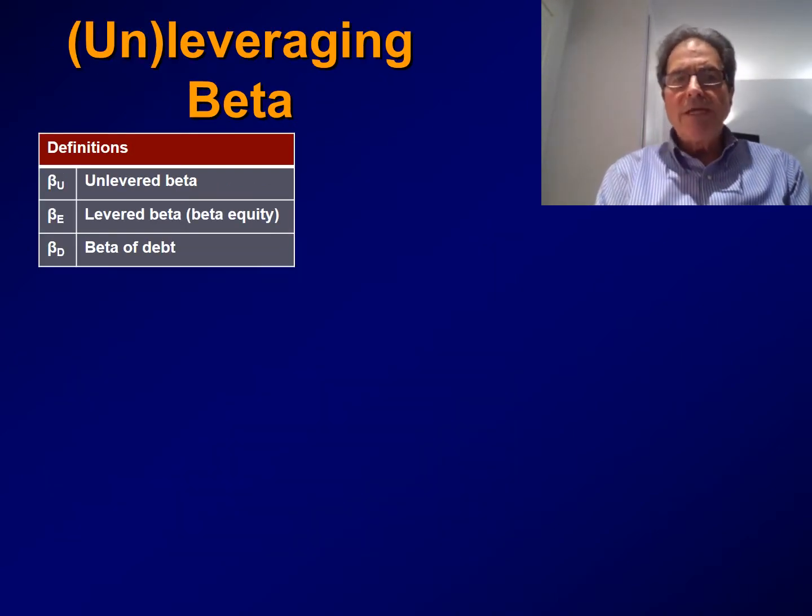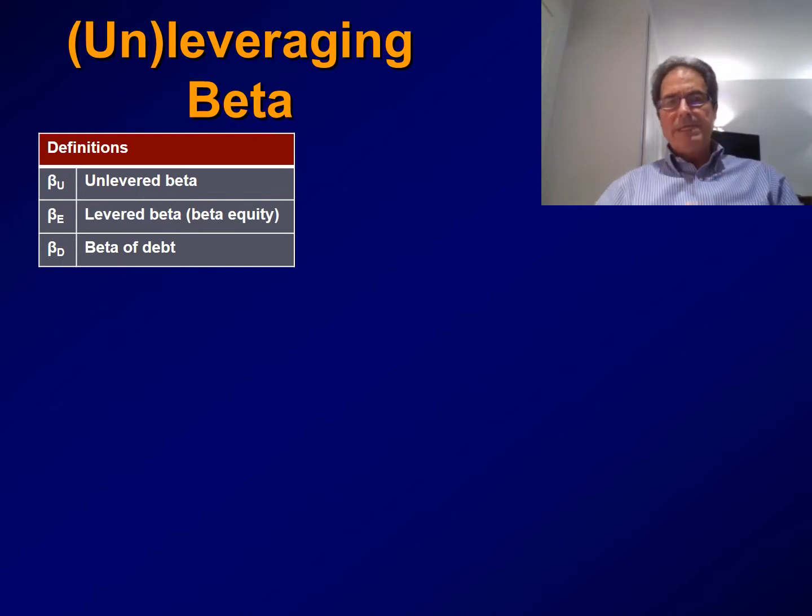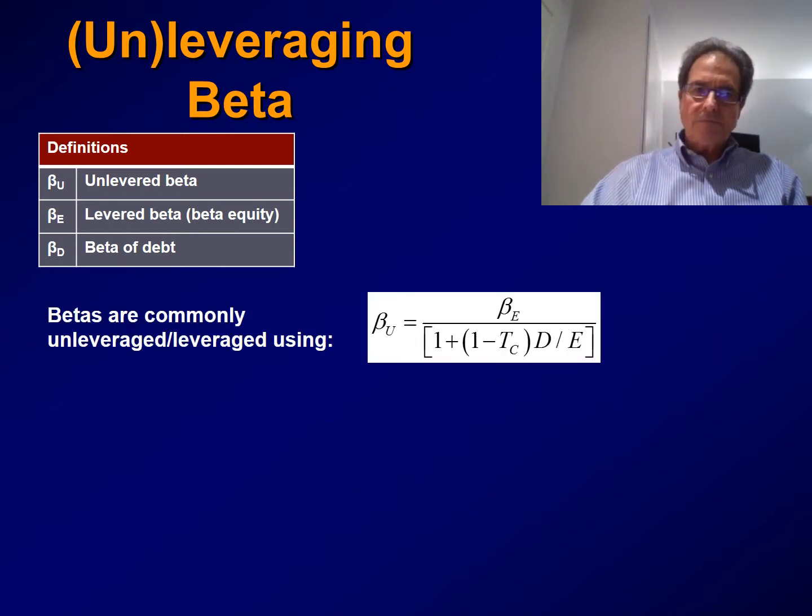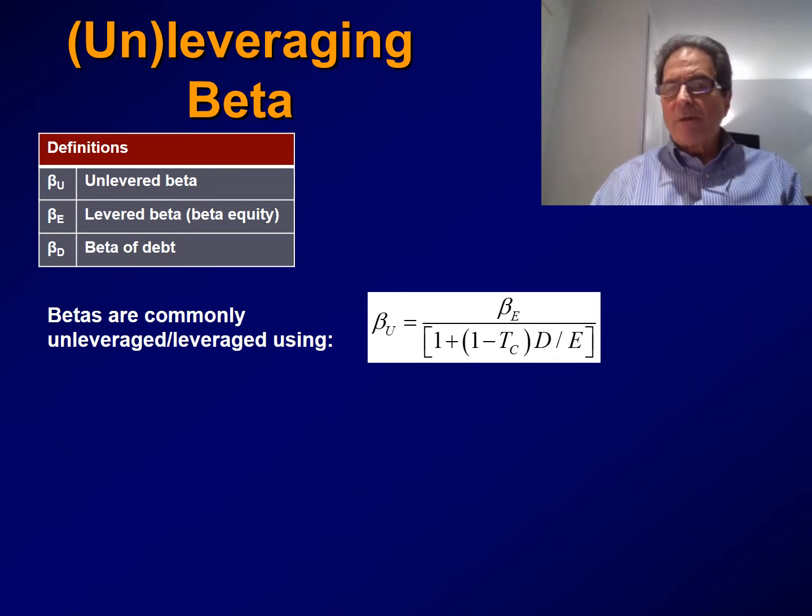Say that we call BU the unlevered beta, BE the levered beta, meaning the beta of the equity, and BD, beta D, the beta of the debt. The formula that is normally used to unlever and lever beta is this formula that we can see now in front of us. Beta U, meaning the unlevered beta, is equal to beta E, meaning levered beta, divided by 1 plus (1 minus TC) multiplied by D over E.